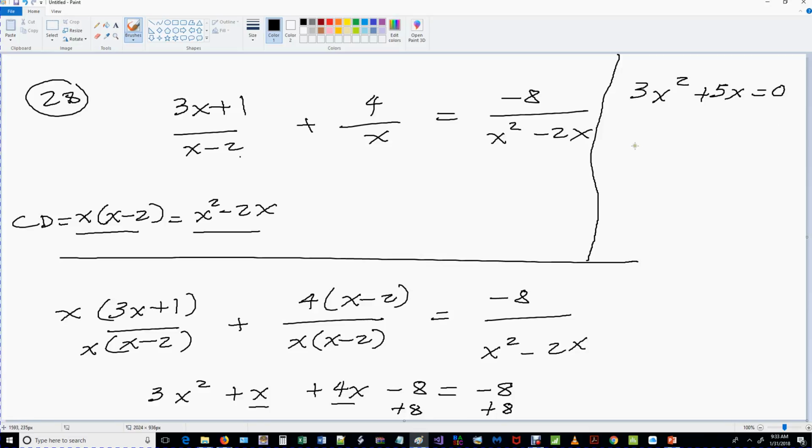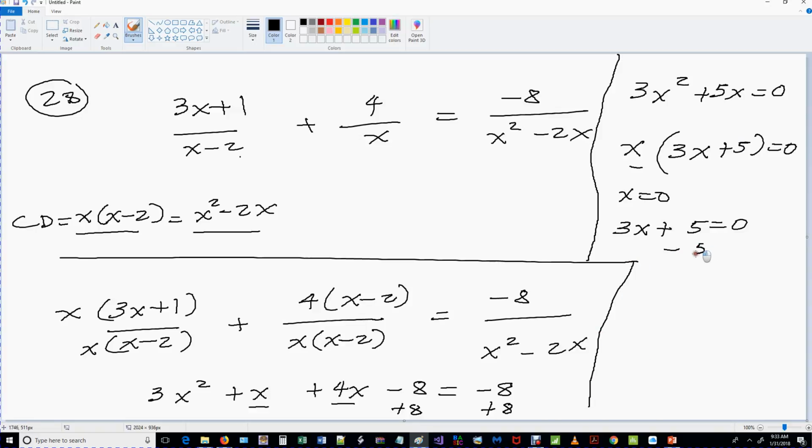Now we need to solve this one. This is a quadratic equation, and we solve this by factoring. Factor out the x, and the only thing left will be 3x plus 5. This will be 0. One of the solutions is x equals 0. That comes from here, and the other one is taken from 3x plus 5 equals 0. For this last one, you subtract 5, so you get 3x equals minus 5. So you divide by 3, you get minus 5 over 3. So this is one of the solutions, x equals minus 5 over 3.